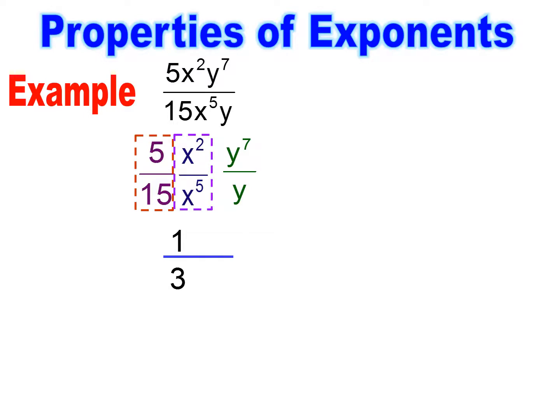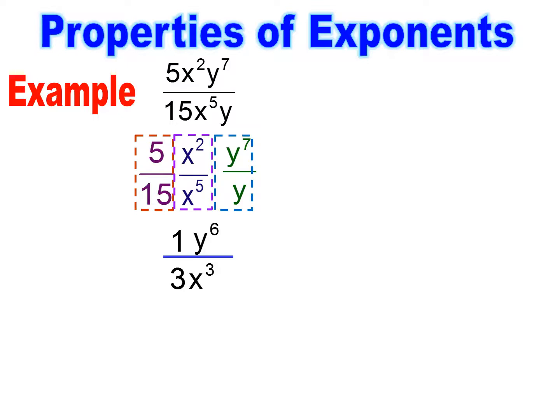The next piece, I see that the higher exponent's on the bottom, so I'm going to subtract and I'm going to leave it on the bottom. And then I go to the last piece and I see the higher exponent's on top, so I'm going to subtract and I'm going to leave it on top. And remember that y really has an exponent of 1, so we end up having 7 minus 1, and that's where the y to the 6 comes from.